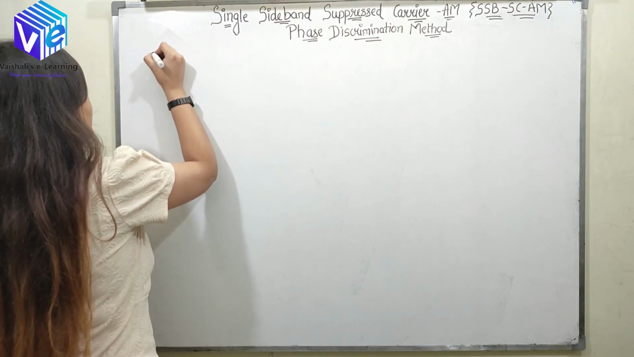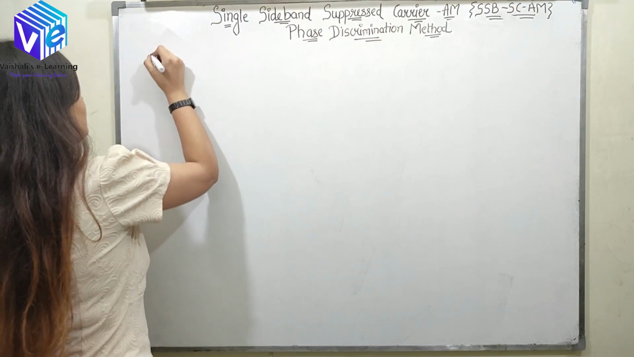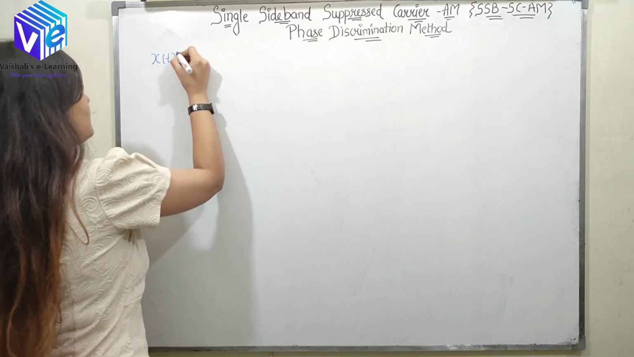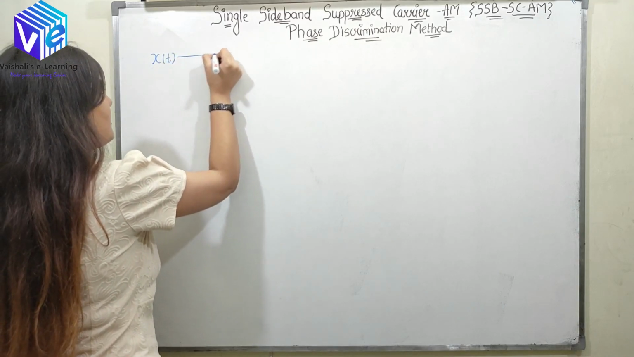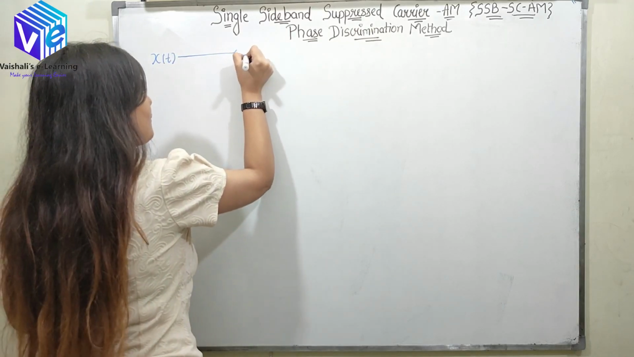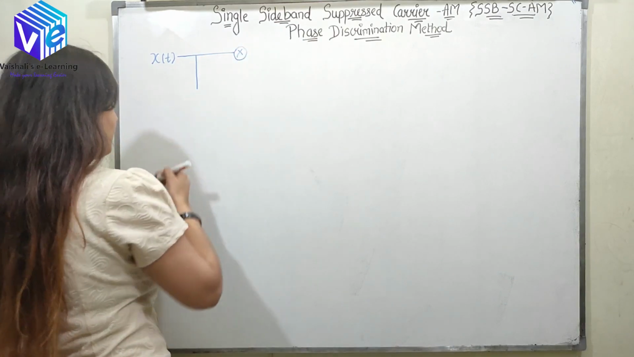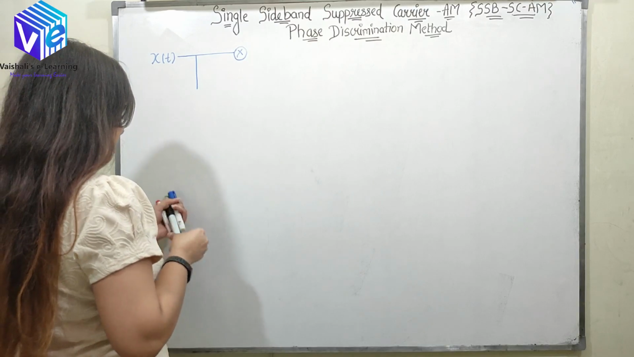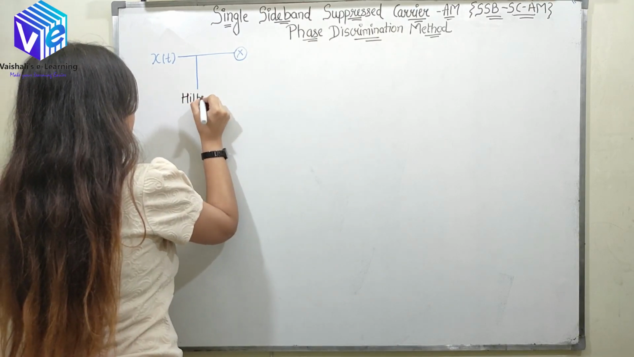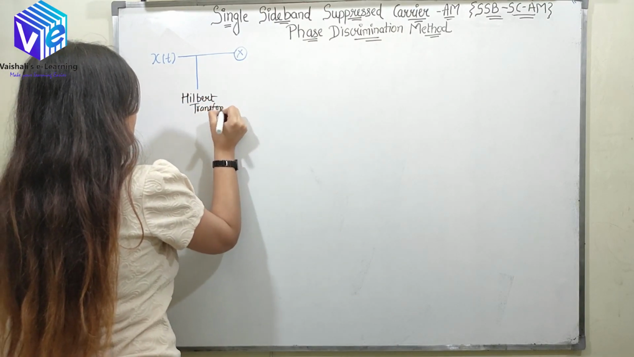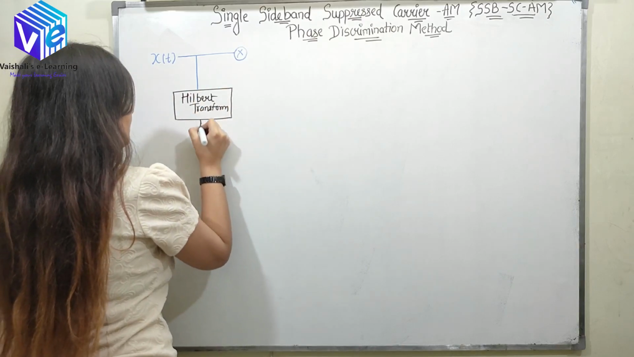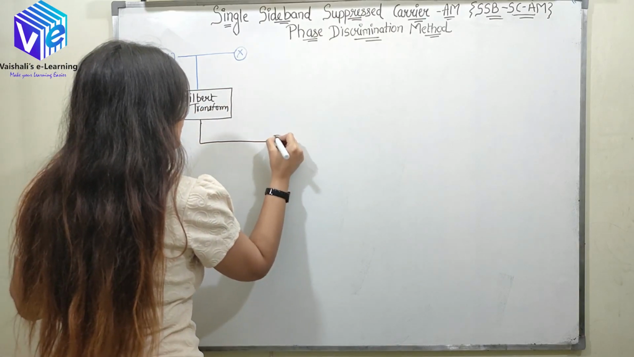The circuit diagram involves xt, which is my input signal. This is my information signal. So it is passed to a product modulator. Now here we have the Hilbert transform of xt, which is again going to a product modulator.